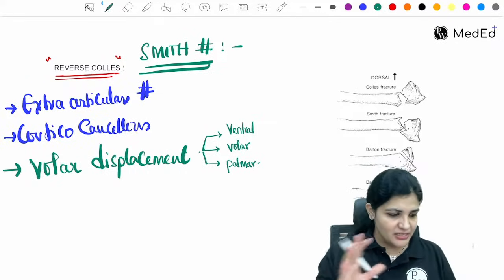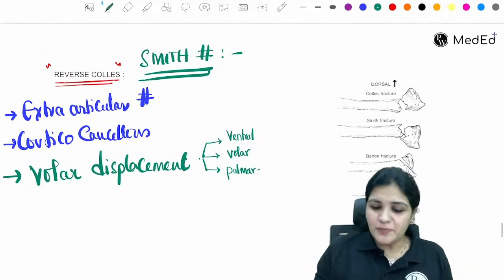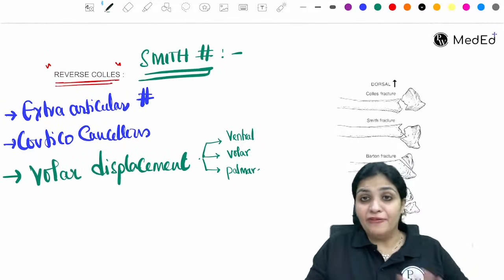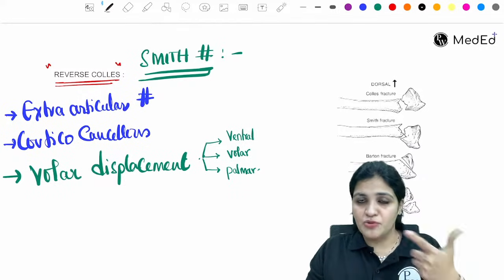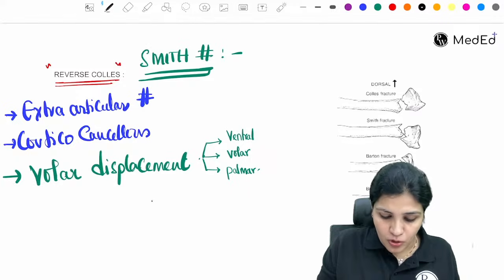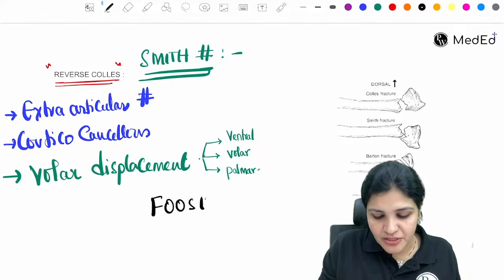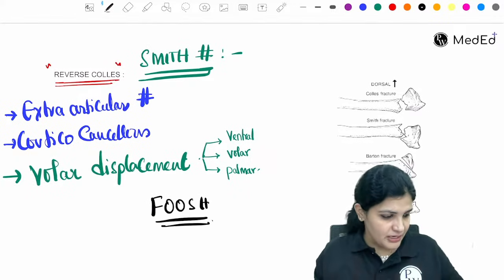So whenever you see this displacement, this is called the Smith's fracture, and rest everything is same. Okay, it is also seen in the elderly population. Smith is usually seen in the elderly population. This is also a fall on an outstretched hand, right? Fall on an outstretched hand.